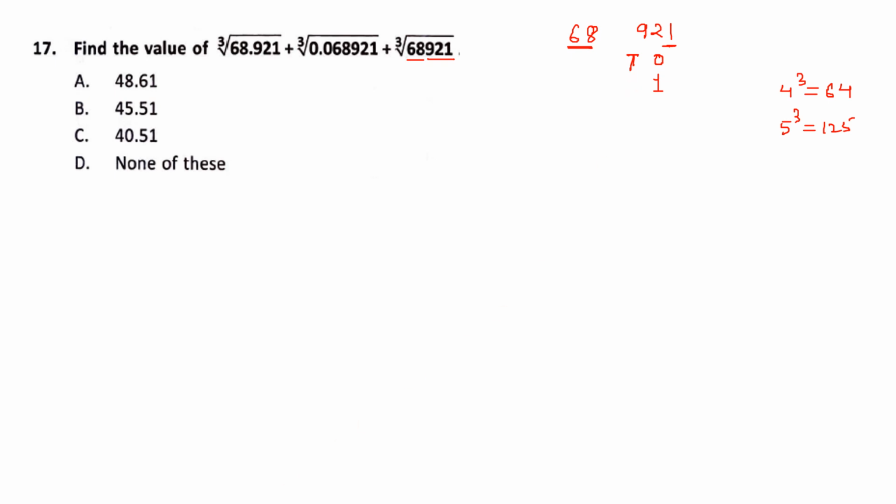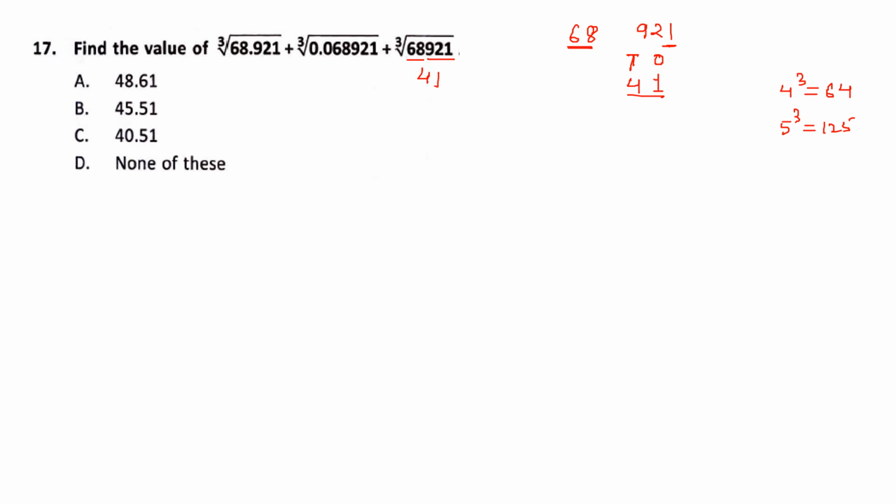So my tens place digit will be 4. So this is a short trick to find the cube root. Now you can use this trick during your competitive exam. It will be very helpful and you can save a lot of your time. So now I got the value of cube root of 68,921 as 41.